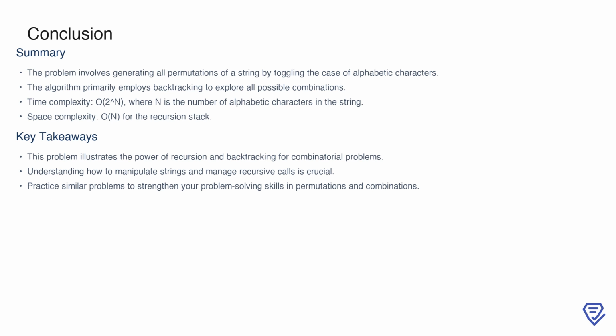Great job reaching the end of this problem walkthrough. To summarize, we explored how to use backtracking to solve the letter case permutation problem efficiently. This question is a fantastic example of how to leverage recursion for combinatorial challenges. Don't forget to practice similar problems to solidify your understanding.